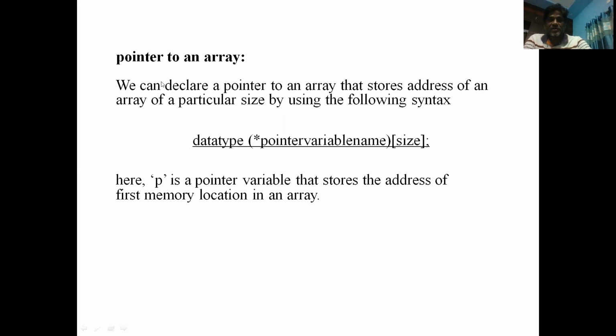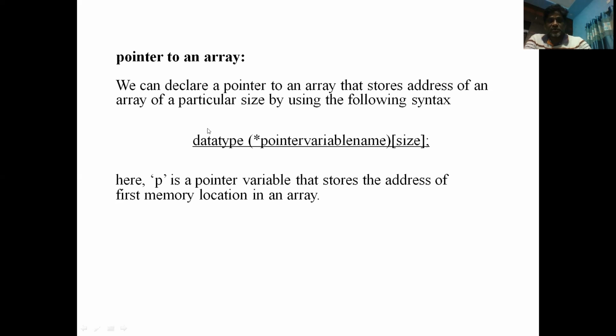So this is about how to declare an array of pointers and how to store values in it. The second concept is what is a pointer to an array. That means we can create a single pointer that can refer to an existing array. Once you declare a pointer to an array, either you can use the name of the array or you can use this pointer to perform operations on that array.